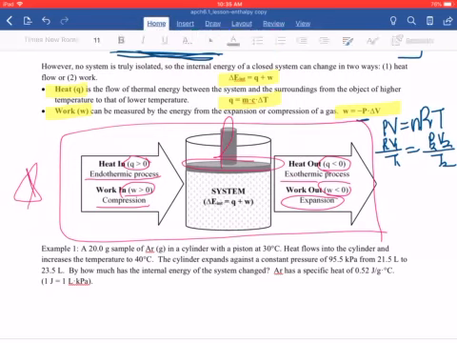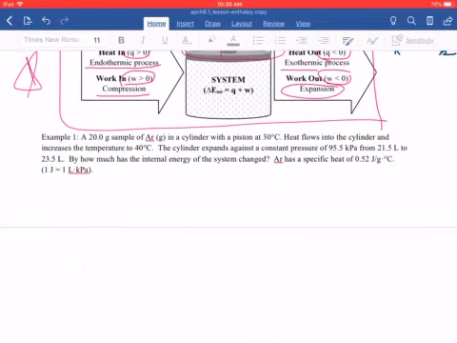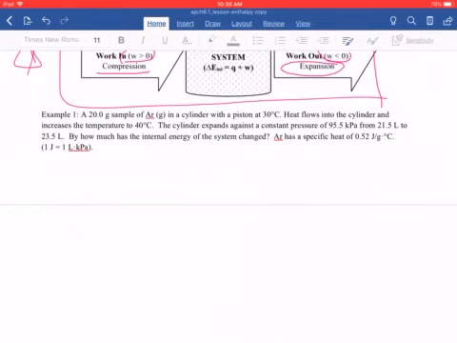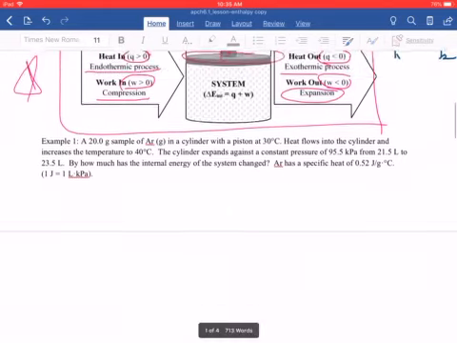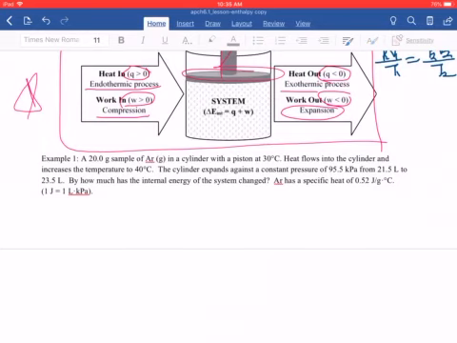All right, moving down to the next part, example number 1. It says a 20-gram sample of argon in a cylinder with a piston at 30 degrees Celsius. Heat flows into the cylinder, increases the temperature to 40 degrees Celsius. The cylinder expands against a constant pressure of 95.5 kilopascals from 21.5 liters to 23.5 liters. By how much has the internal energy of the system changed? Argon has a specific heat of 0.52 joules per gram degree Celsius. And it gives us the conversion: 1 joule equals 1 liter times kilopascal.